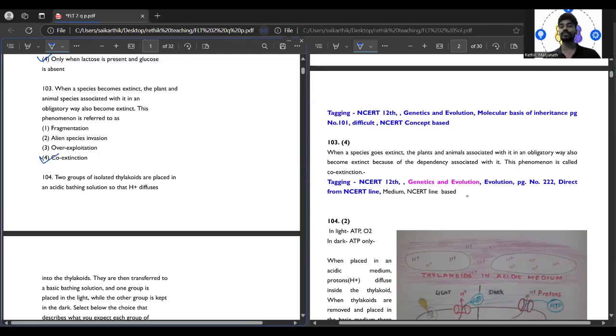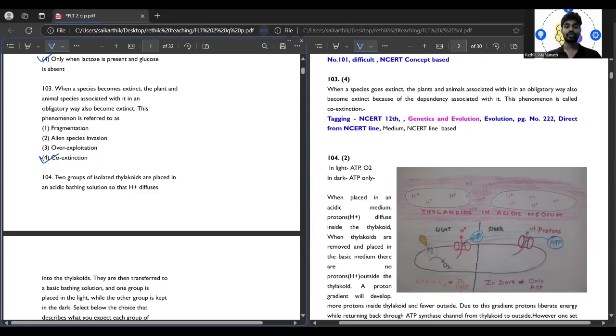So that means one species is dependent on the other species. When a species goes extinct, the plants and animals that are associated with and dependent on it, because of the interconnection between them, may also become extinct. Okay, and this phenomenon is actually called co-extinction. Remember? So, what would be the correct answer?